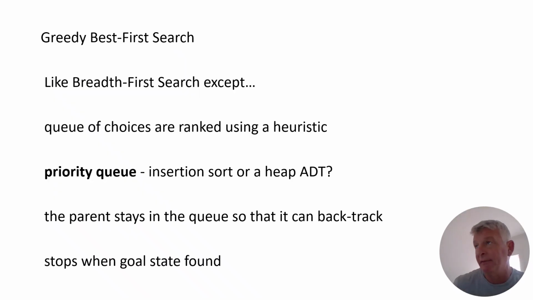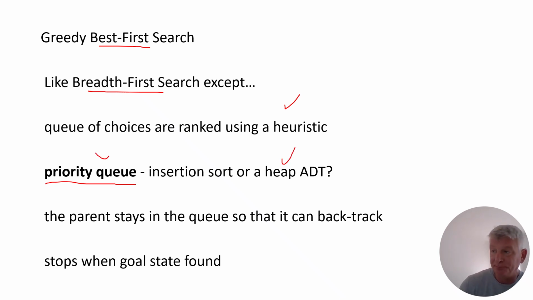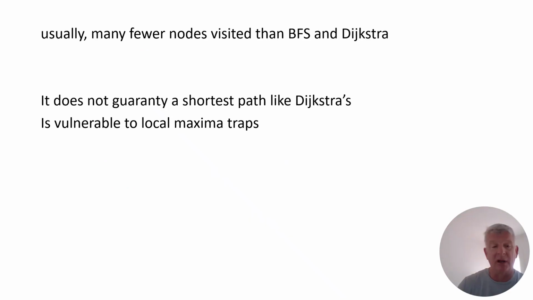So we're going to do this. Our greedy best first is like a breadth first search, except you use a queue for ranking using heuristic. We'd use a priority queue for this. Insertion sort, or maybe a heap abstract data type. You can probably get away with a heap, right? Using a priority queue and an insertion sort. The parent in the queue stays so it can backtrack. Okay, kind of like our depth first search. But it stops when the goal state is found. So we're not going to keep exploring like the breadth first search does, where it covers the whole graph. Once we get there, we're done.